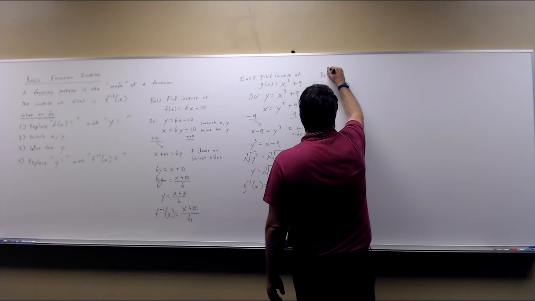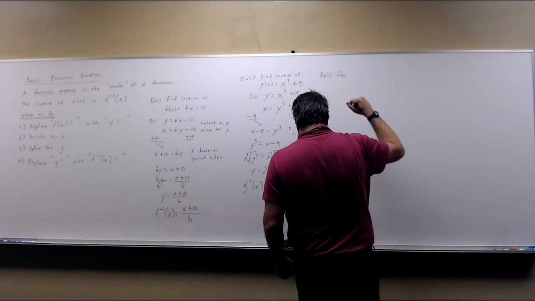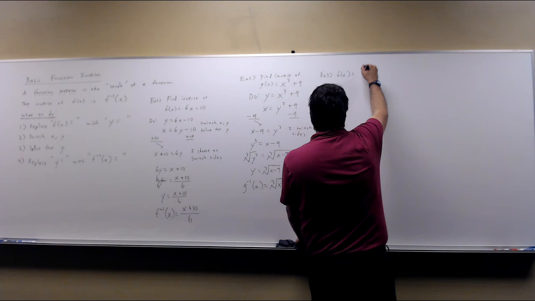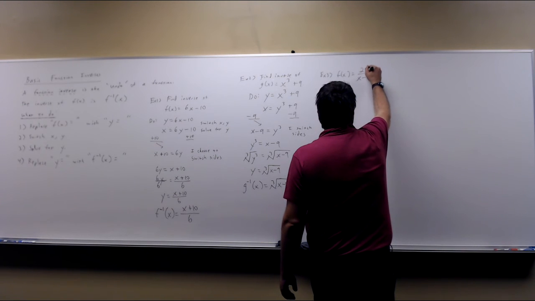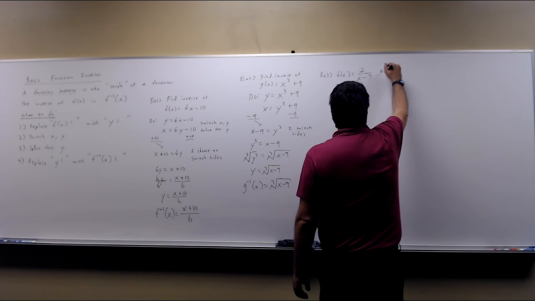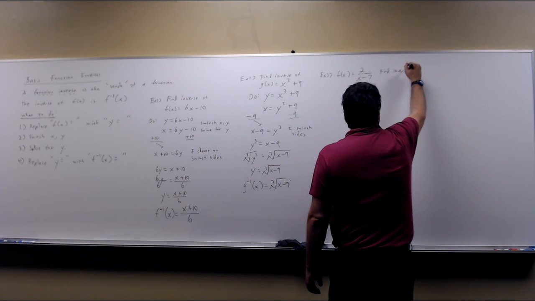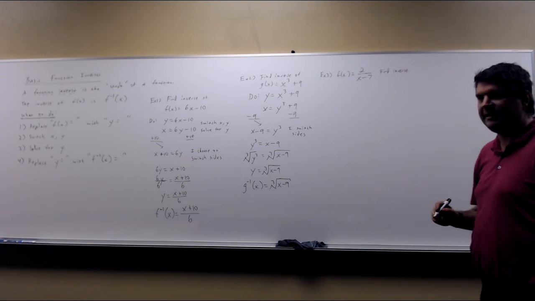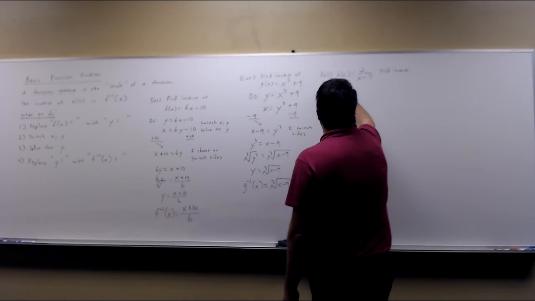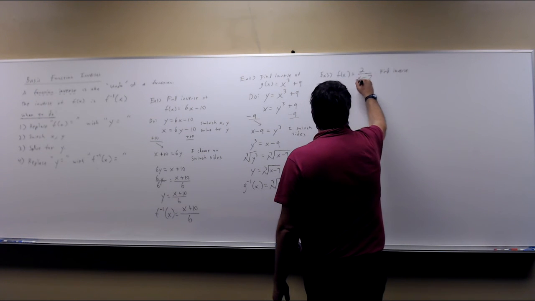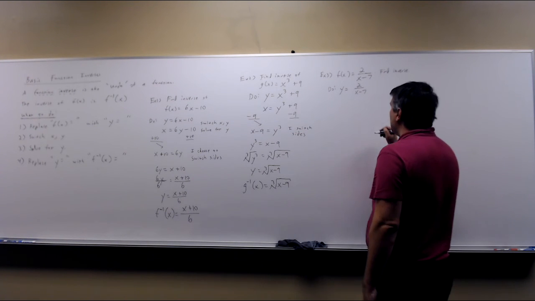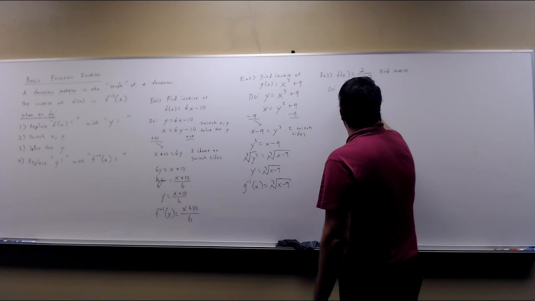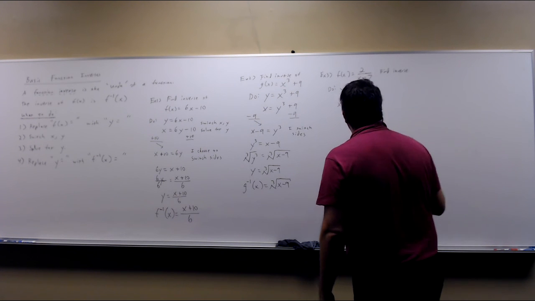Example 3. If f of x equals 2 over x minus 7, find the inverse. Okay, well, I'll find the inverse. So that's going to be y equals 2 over x minus 7. Again, we're going to switch x and y, so it's going to be x equals 2 over y minus 7.